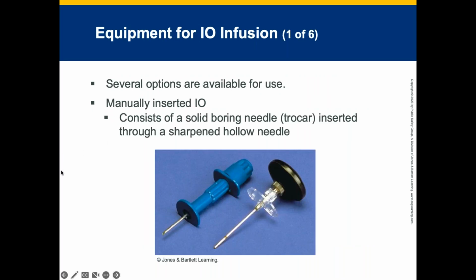These are called Jamshidi needles. These are a manual IO insertion, okay? We are not using these anymore. Everything's gone to Easy IO. But there's different ones. New interosseous, NIO device. There's a bone injection gun, or the BIG. The FAST one, you have manually inserted. The most common one that we're seeing out there right now is Easy IO.